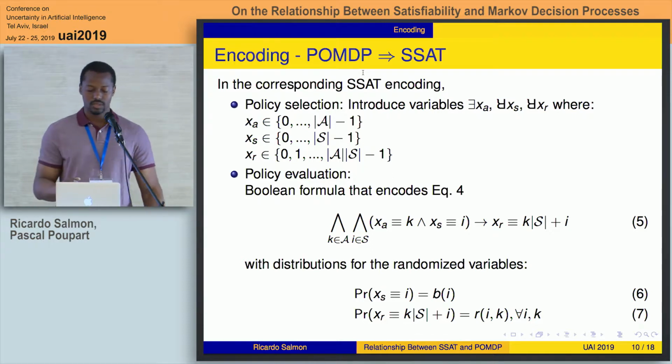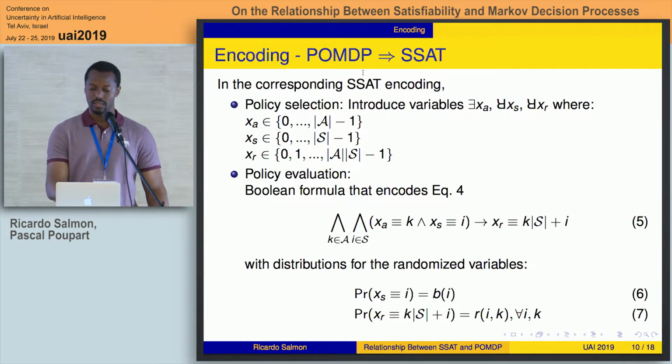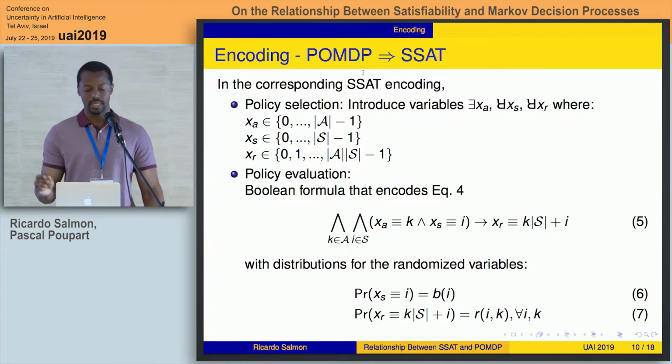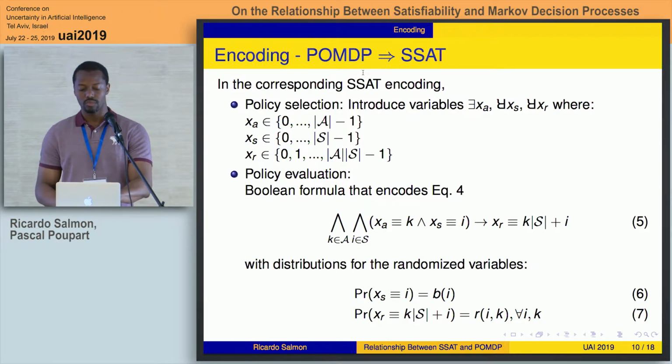So we can encode this into a stochastic SAT problem by first doing policy selection and then policy evaluation. In policy selection, we first use an existential variable for an action, since we're maximizing over actions, and then a randomized variable to encode the current state we're in, and a randomized variable to encode the reward of being in that state. So the domain of the randomized variable XR would now be a probability distribution over A and S that sums to 1.